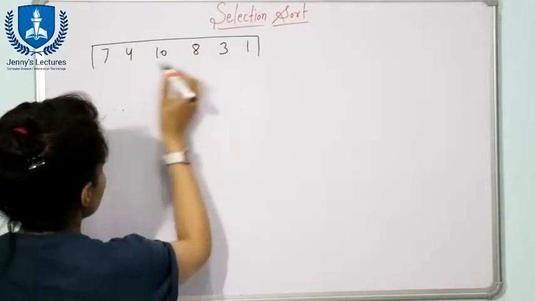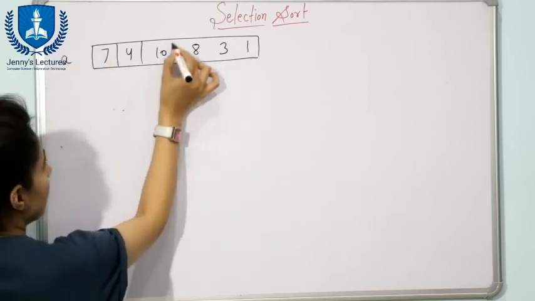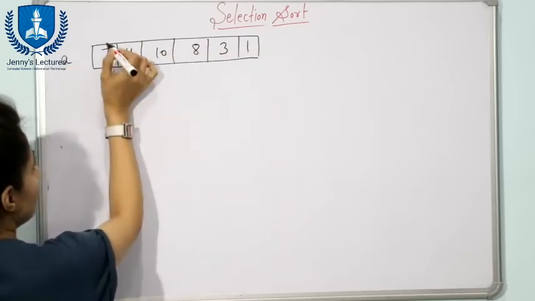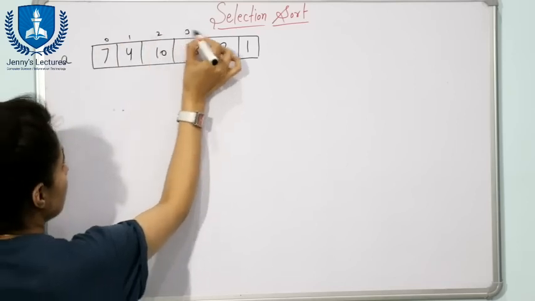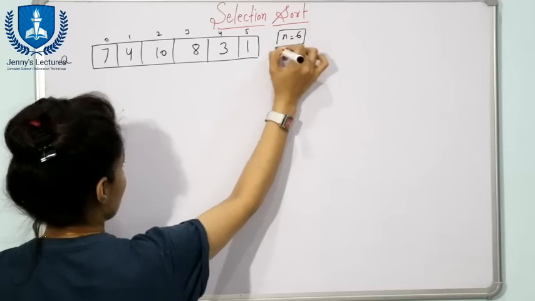I am having 6 elements in this array and the name of this array is A. Okay, and the index would start from 0, 1, 2, 3, 4 and 5 here. N is equal to 6, 6 elements we have.